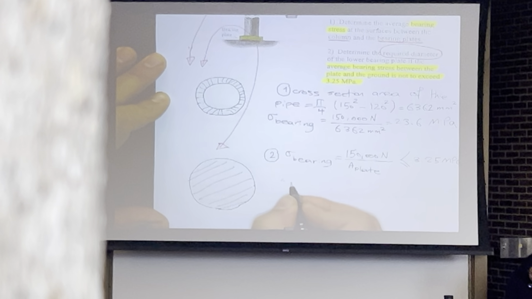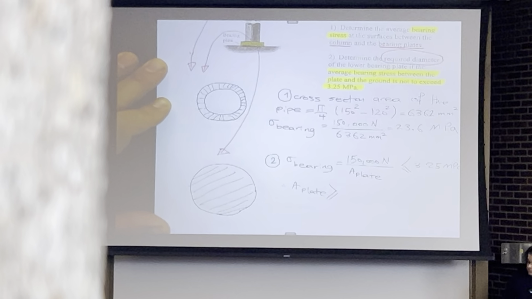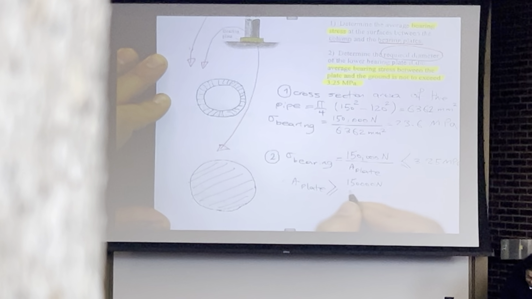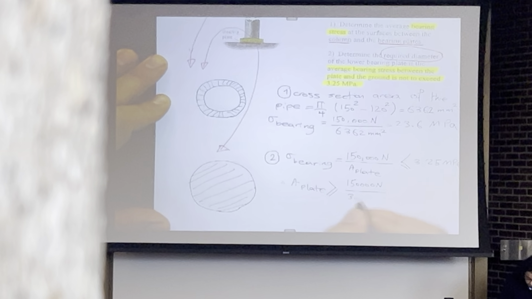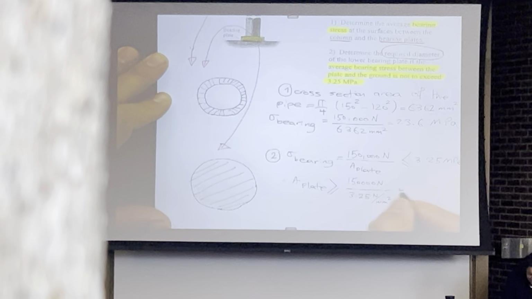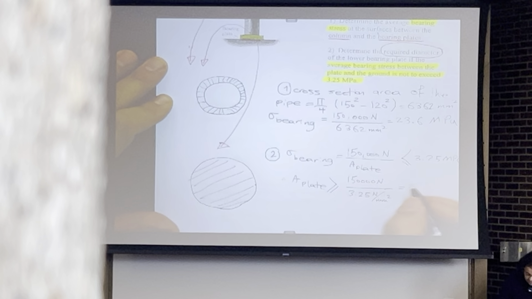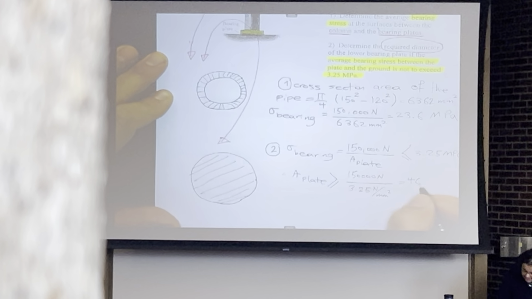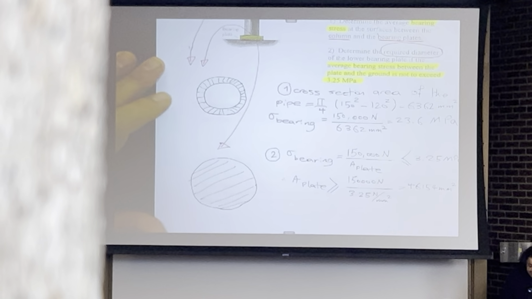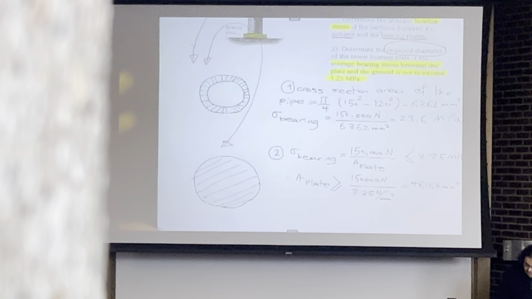And from here, I can say that the area of the plate should be larger than or equal to 150,000 Newton divided by 3.25 Newton per square millimeter. Could you please calculate this? 46,153.8. Thank you so much. You're correct. I got the same number, so 46,154 millimeter squared. It means the area cannot be lower than this.